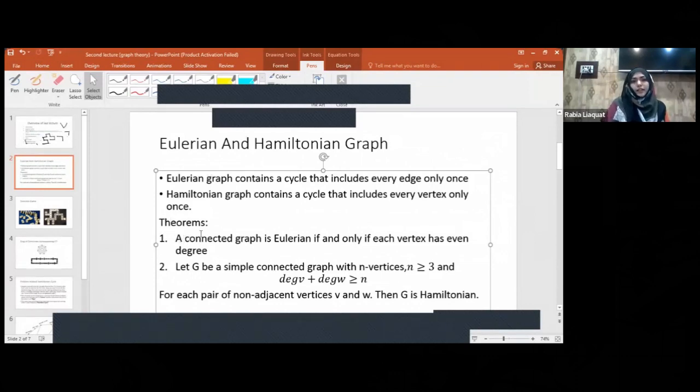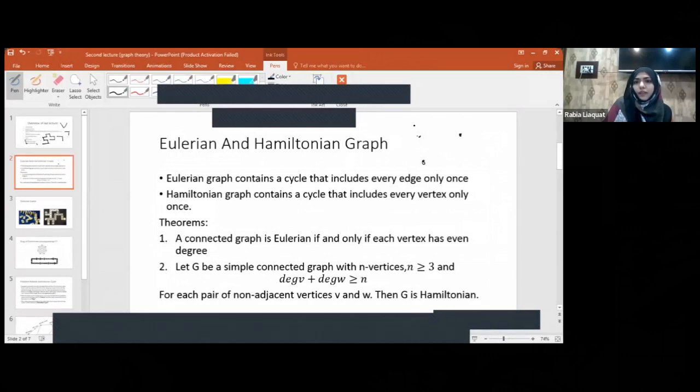The first result is: a connected graph is Eulerian if and only if each vertex has even degree. Even degree means, for example, we have a graph with 4 vertices A, B, C, and D. A is a vertex with 2 edges, so the degree is 2. B is a vertex with 2 edges, so the degree is 2. It means an even degree sequence.